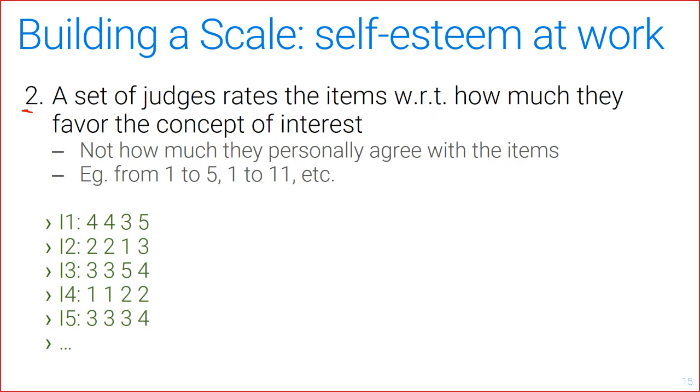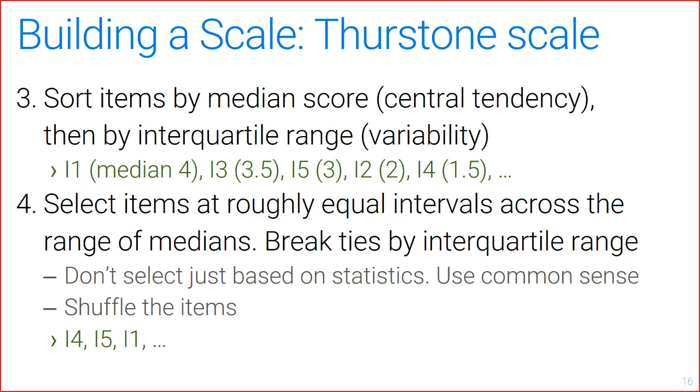So in step 3, what we do is we get all the items and sort them by the median score. And so in our case, what we find is that item 1 is the one more positively correlated to self-esteem according to our judges, followed by item 3, item 5, item 2, and item 4. So we have here a sorted list of items in terms of how they favor the concept of interest.